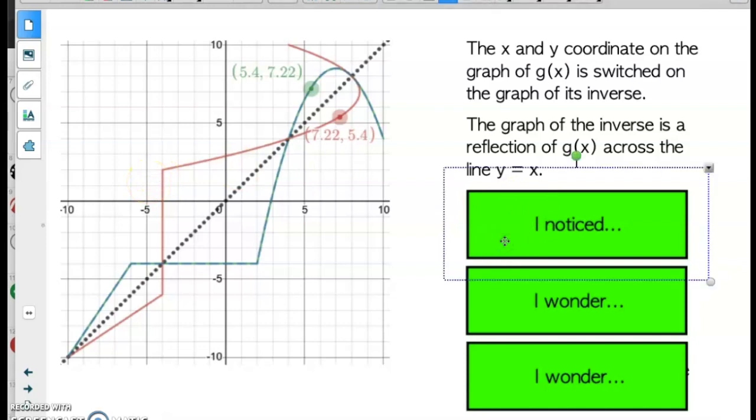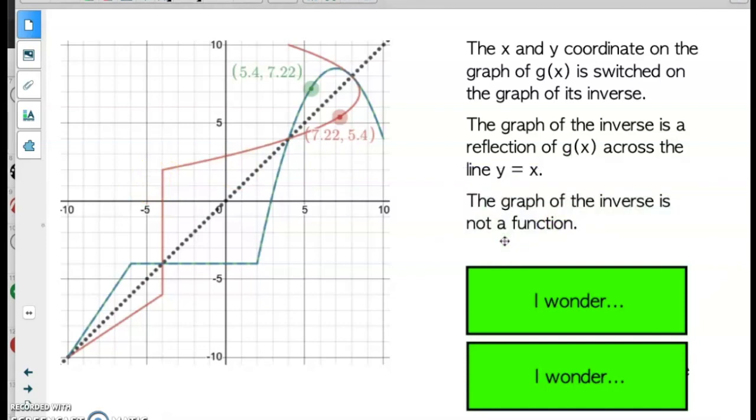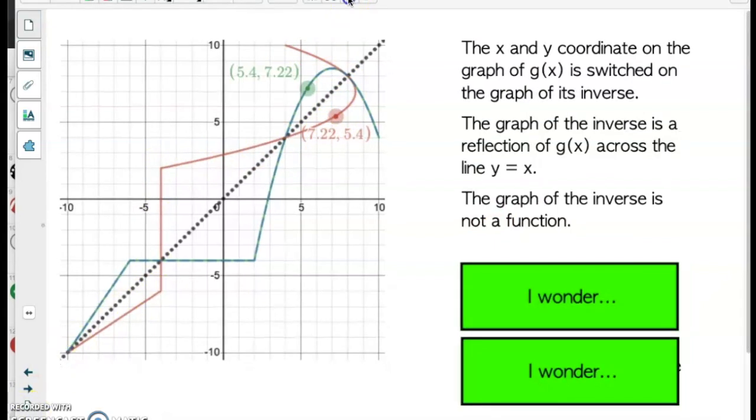And one more commonly noticed thing is that this particular graph of the inverse is not a function. And what we're referring to right now is what's written here in red. If we were to apply that vertical line test to just the red graph, the inverse graph, we can see that a vertical line would touch that graph in more than one place as we move it across the graph. So that's why quickly we can analyze it and say, no, the red graph, the inverse graph, is not a function.